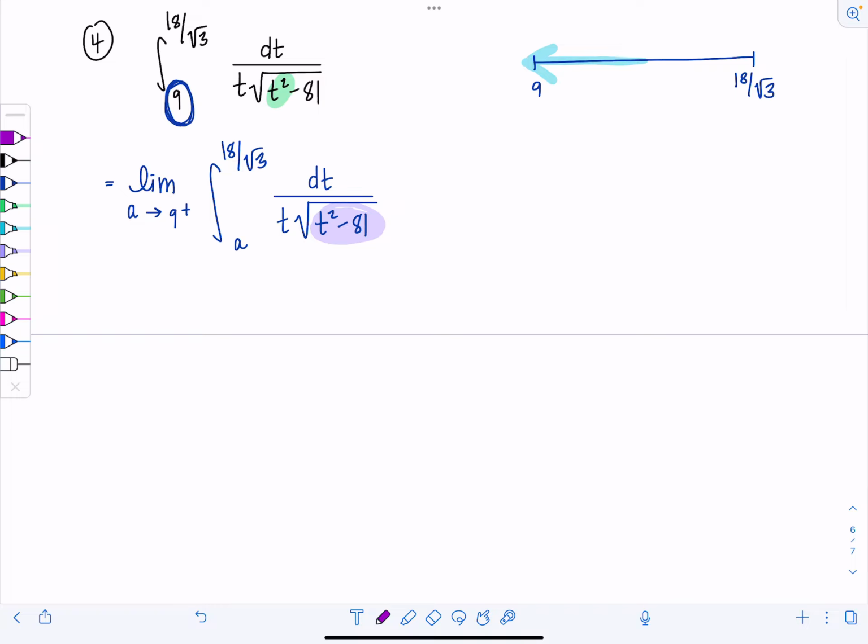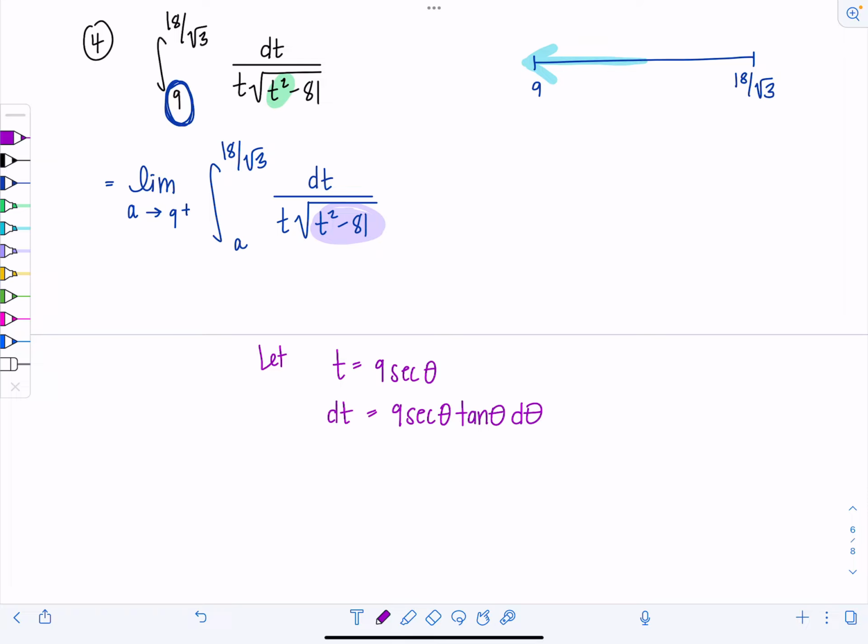So if you have variable squared minus a constant, you use secant, yes? So we're going to let t equal 9 secant theta. And then dt would be 9 secant theta tan theta d theta. Now it's up to you.